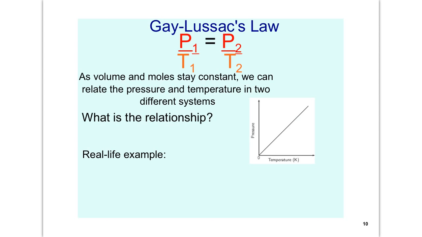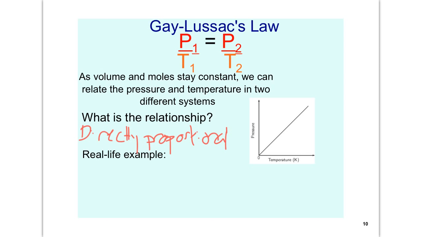And so again, Gay-Lussac's law is now going to relate pressure and temperature. So as volume and moles stay constant, so basically as the size and the amount of air remain constant, we can relate the pressure and temperature in 2 different systems. So what is the relationship? In this case, this is going to be, again, directly proportional because as one increases, the other is going to increase. And you can see that looking at the graph. As you go through and increase your temperature, your pressure is going to increase as well.